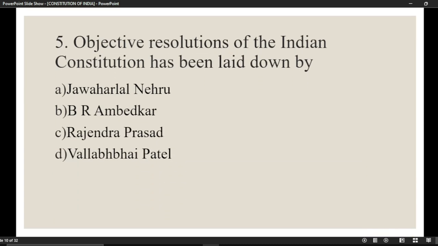Next question. The objective resolution of the Indian Constitution has been laid down by whom? The objective resolution has been given under the preamble of our Constitution and it was laid down by Pandit Jawaharlal Nehru. That means option A is the correct answer.